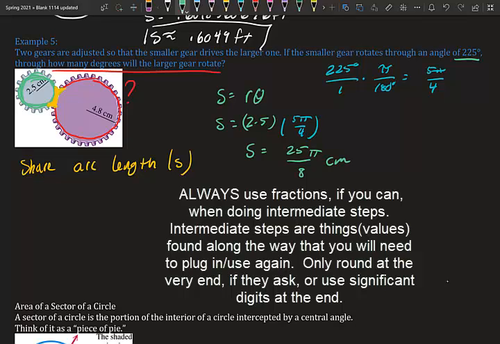Now, why did I not use the decimal form? I do not use decimals because we're going to plug this in somewhere. That's not my answer. That's not what it's asking. It's not asking for the arc length. It's asking for the angle of the larger gear. So since it's not asking for that, we don't use decimals. We do not use rounding, nothing. And do you notice in here, it doesn't ask us to round. It doesn't have decimals. So we don't use any decimals until the final answer.